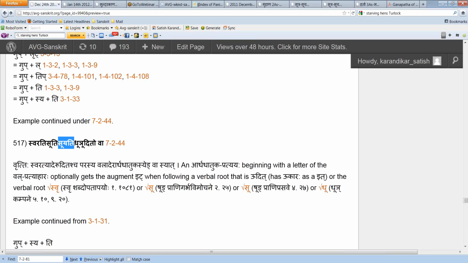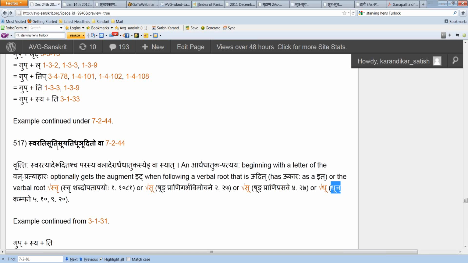So anyway, suti and suyati, the dhatu is in the adadi ganaha, then this is the shuñ. Of course, in both these cases, dhatvadeshasaha 6.1.64. So we get prani garbha vimochane and then prani prasave, divadi ganaha, and then dhatu dhuñ, which comes in two ganas. It comes in the svadi ganaha and the kriyadi ganaha. So dhatu dhuñ comes in two places. So both of those are included here.